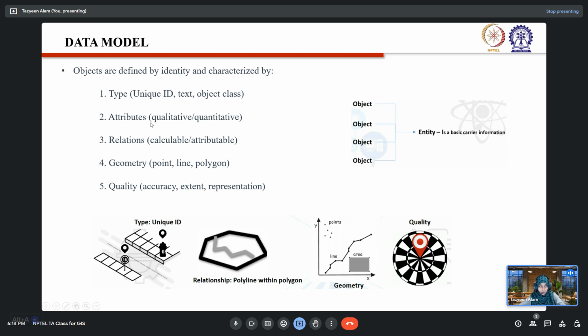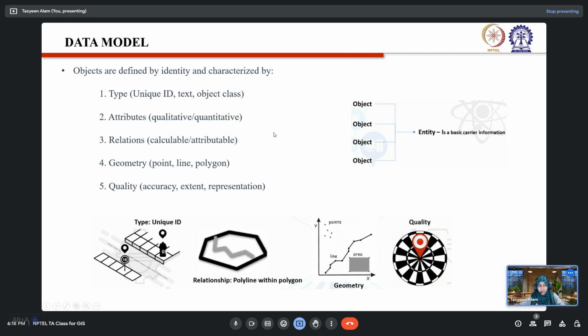Second type of characterization that is possible is your attributes, which can be qualitative or quantitative. This we have already talked about in the previous class, so I'll just give you a hint of it. If you are talking about qualitative, it is mostly associated with the non-metric or non-numeric data. If you're talking about quantitative, it is any form of numeric data. The third identity characterization is your relations. So relations are calculable and they are attributable.